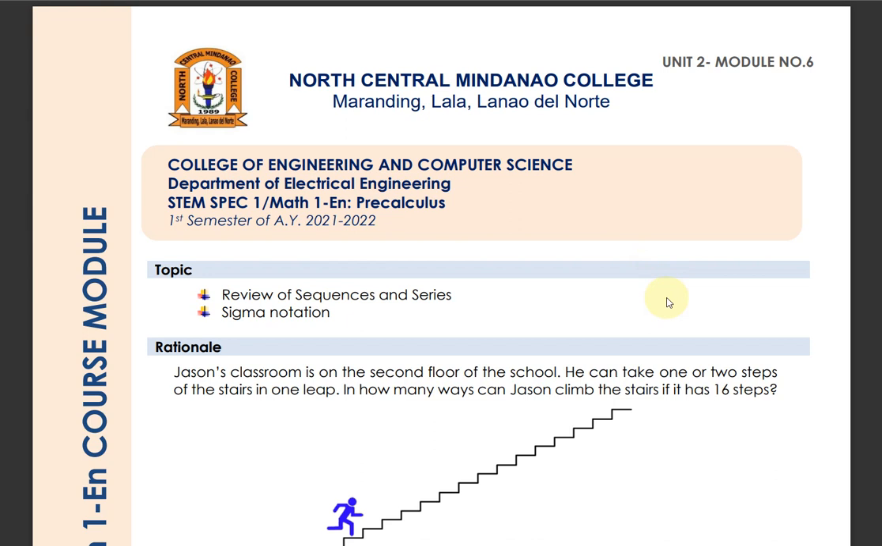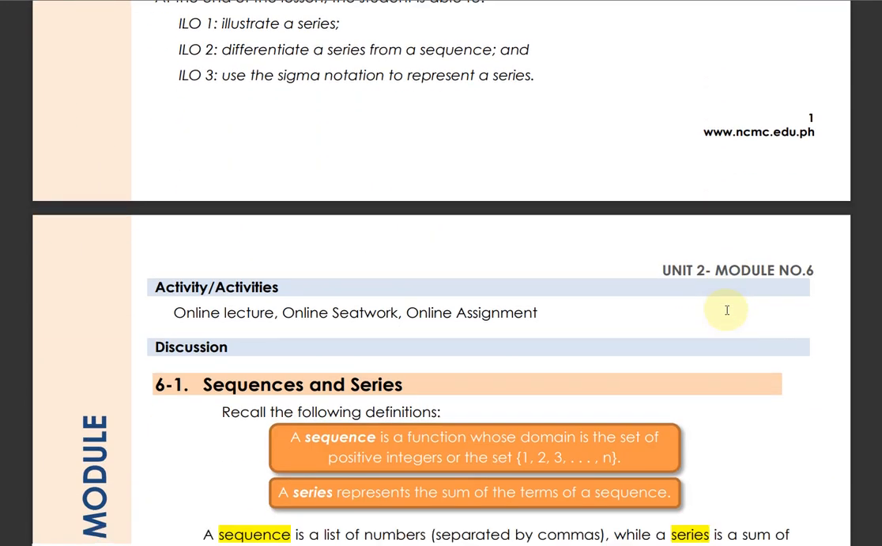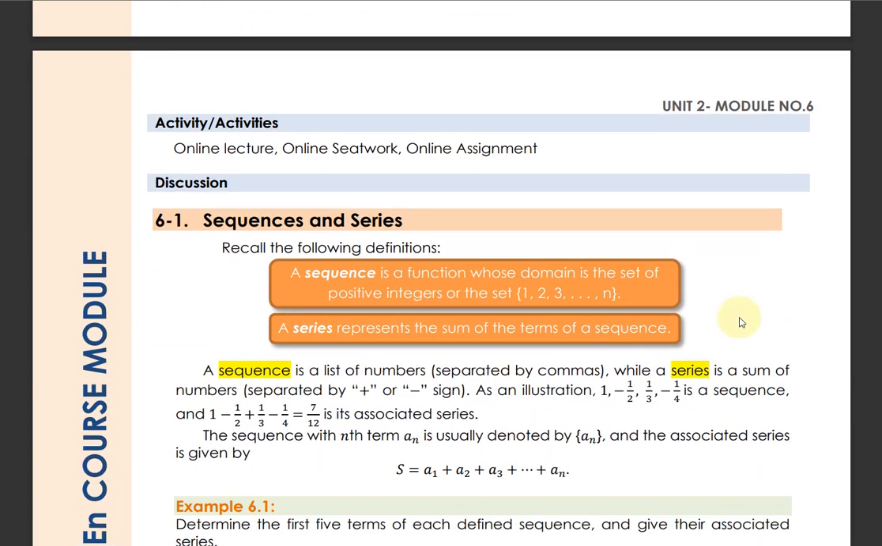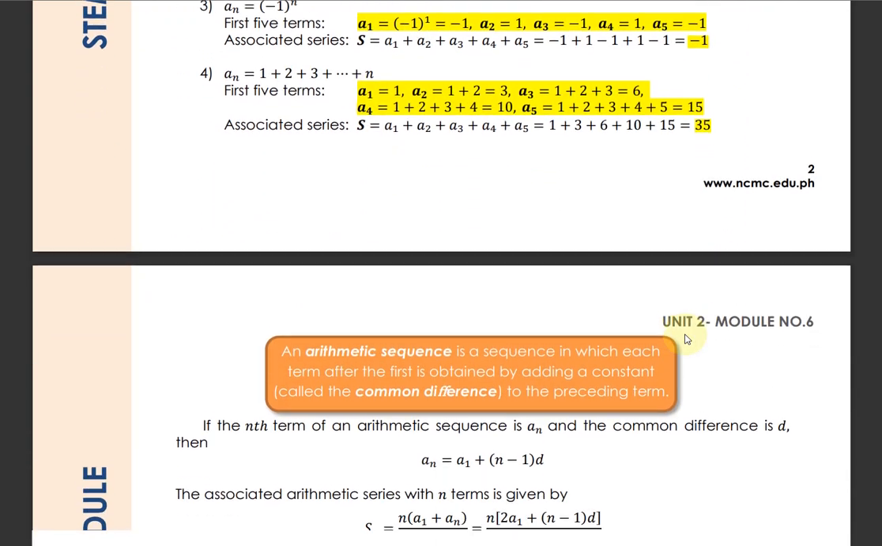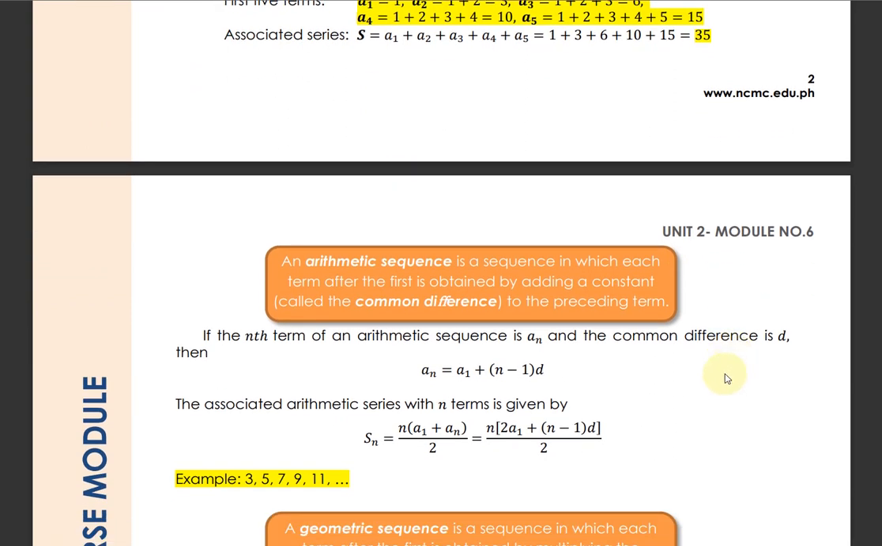In Module 6, I discussed the sequence, series, and the sigma notation. Recall that a sequence is a list of numbers separated by commas. For example, we have 1, negative 1/2, 1/3, and negative 1/4. While a series is a sum of numbers, meaning they are separated by a positive or a negative sign. And there are different types of sequence.